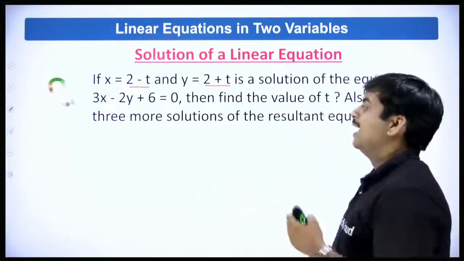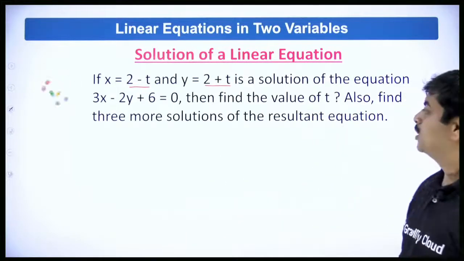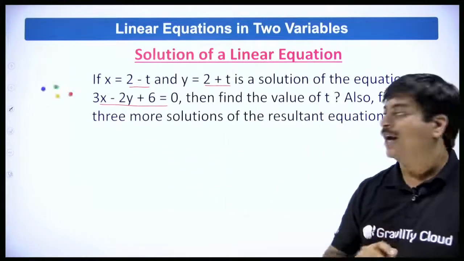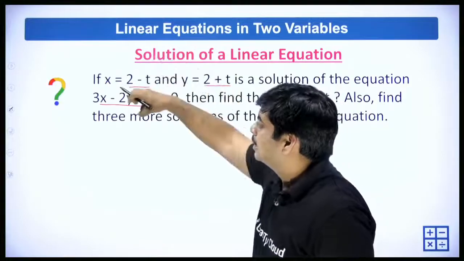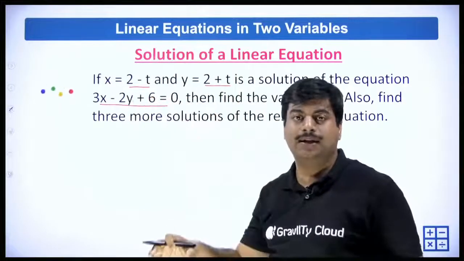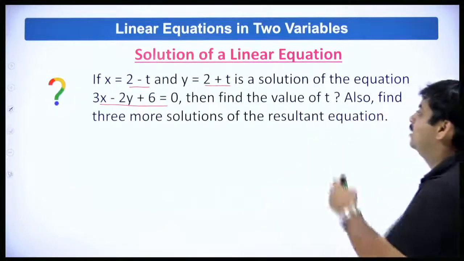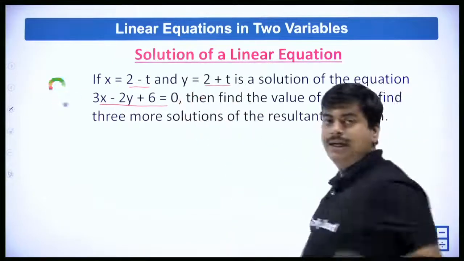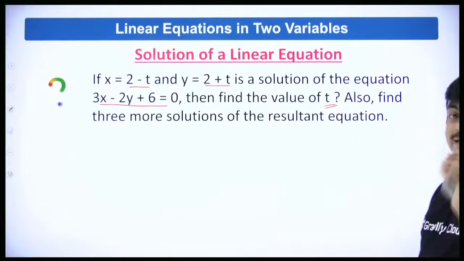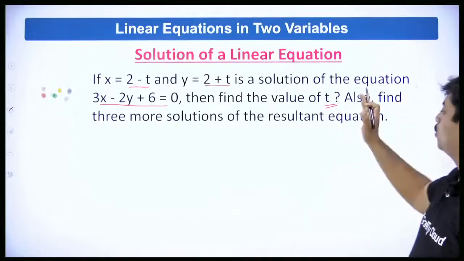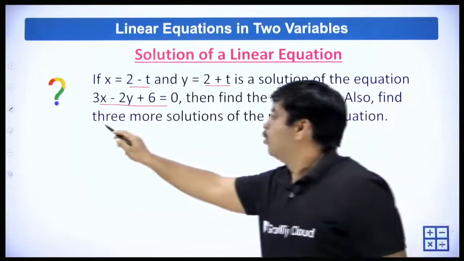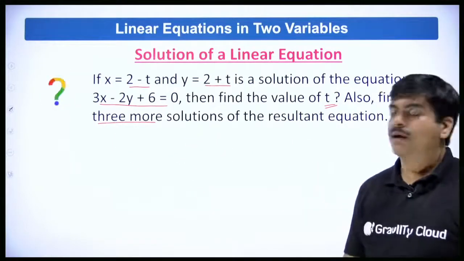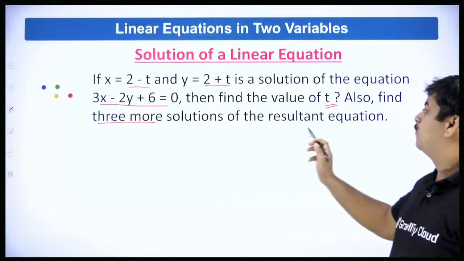So x and y are given as a solution of the equation 3x minus 2y plus 6 is equal to 0. That means x and y you need to substitute here and that should be satisfied. Then find the value of t. Substitute and find the value of t. But still there is a question. Also find 3 more solutions. Find 3 more, not just one. Find 3 more solutions of the resultant equation.